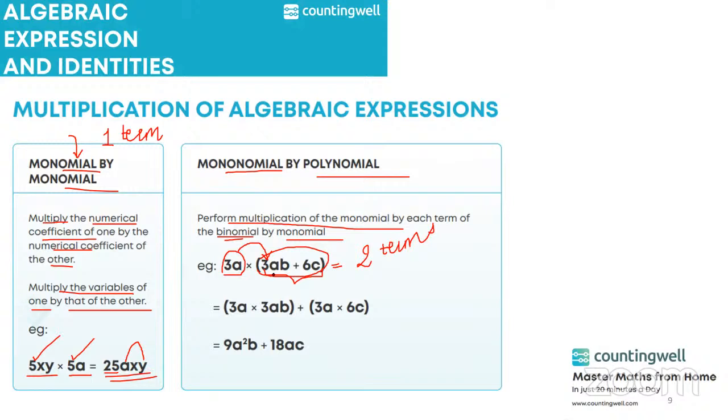So we have 3a into 3ab plus 3a into 6c. Multiplying the numerical coefficients, we have 3 into 3, 9, and a into a as a square into b. So we have 9a square b. Here we have 6 threes are 18, and a into c is ac.